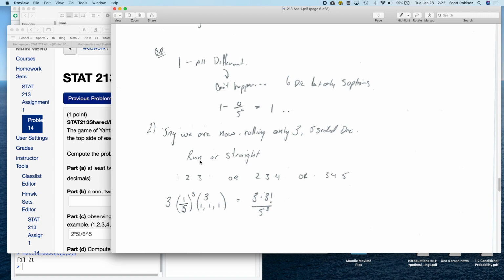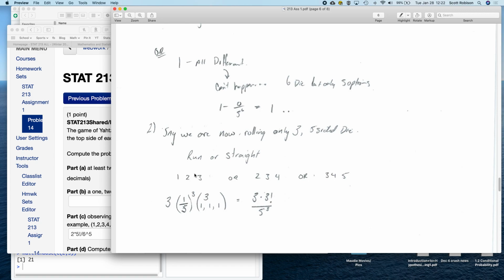Okay, so how do I get a run? Well, a run would be the numbers 1, 2, 3, or the numbers 2, 3, 4, or the numbers 3, 4, 5. Now notice, although these are sequential numbers, if you had 3 dice and you got the 3 first, and then you got the 1 second, and then you got the 2 third, that would still be a straight. So although we are looking for 3 sequential numbers to be a run, you do not have to get them in order.